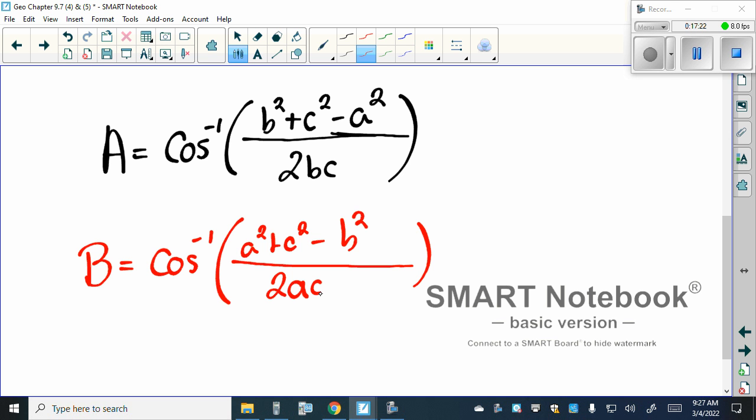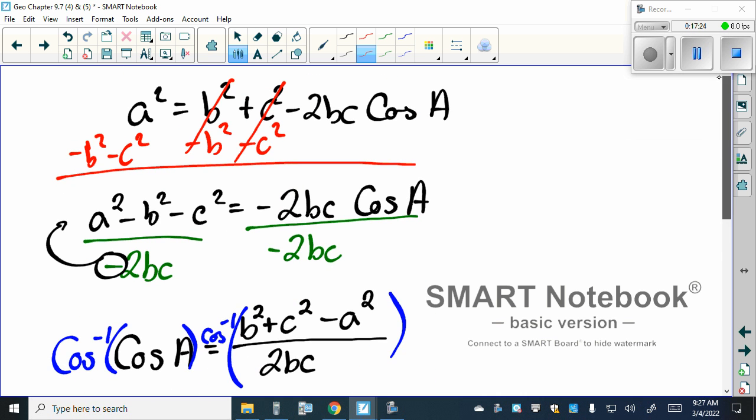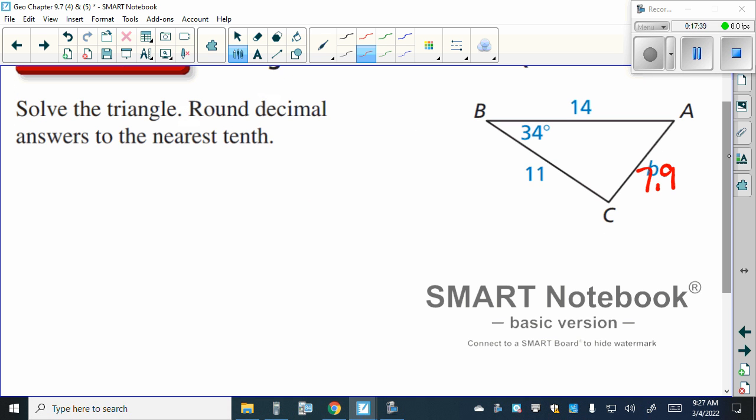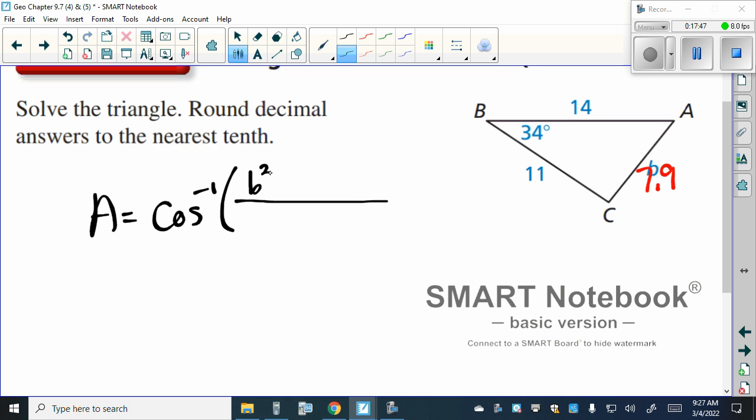And really, we could have gone and solved each one of these equations from this here, plugged in the values of a, b, and c, solved them, moved them over, and did the steps individually. But utilizing this equation is actually quite nice, because A is equal to cosine inverse of b squared plus c squared minus a squared over 2bc.